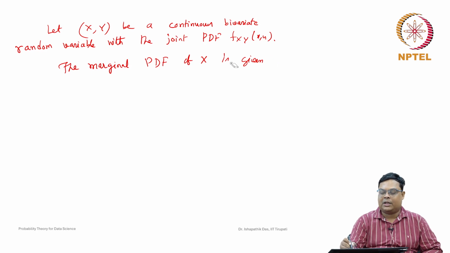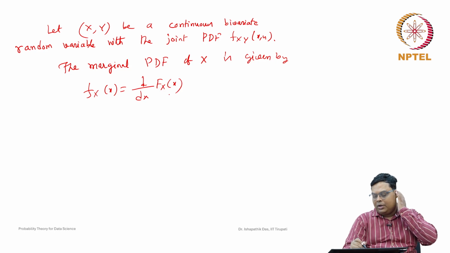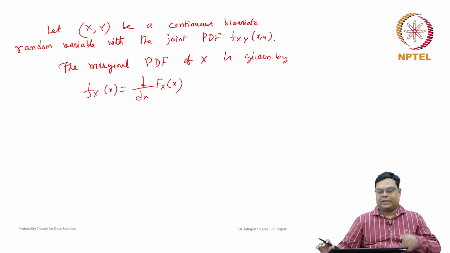you can remember that for the marginal probability mass function of X, you take the sum over the other variable. Here, the marginal probability density function of X, f_X(x), is nothing but d/dx of F_X(x). This is the probability density function.